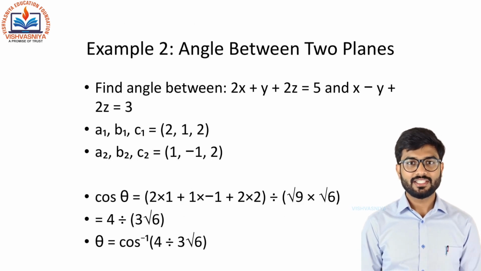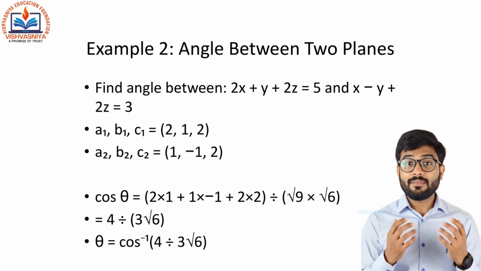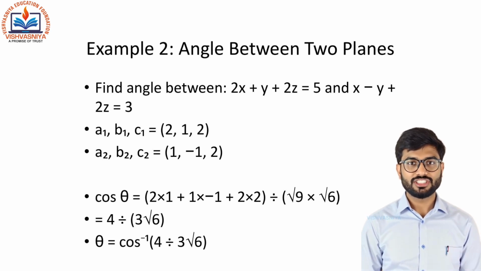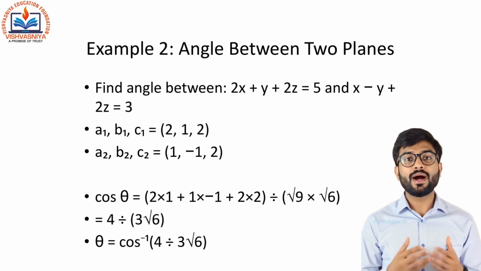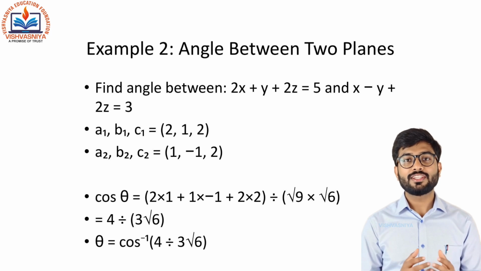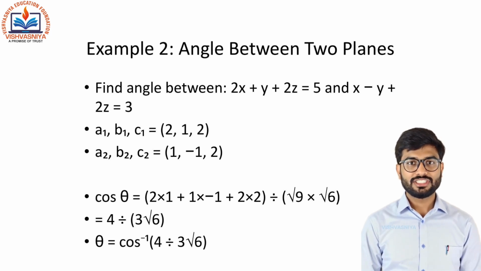Example, find the angle between the planes 2x + y + 2z = 5 and x - y + 2z = 3. Here a1, b1, c1 are 2, 1 and 2. a2, b2, c2 are 1, -1 and 2. So cos theta = (2 into 1 + 1 into -1 + 2 into 2) divided by square root of 9 multiplied by square root of 6. That gives 4 divided by 3 into root 6. Hence theta = cos inverse of (4 divided by 3 root 6).